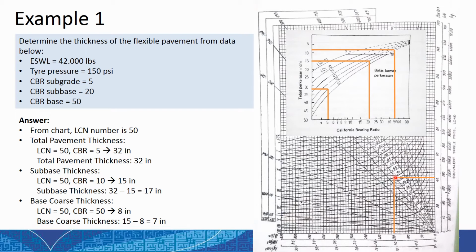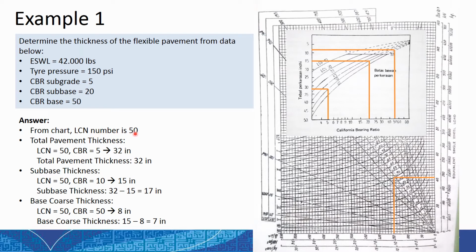Then at this point we read the LCN number. Because it is on the curve of LCN number 50, we already know that the LCN number for the ESWL 42,000 and tire pressure 150 is 50. So the LCN number is 50.